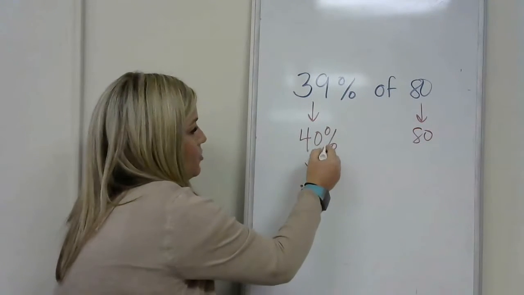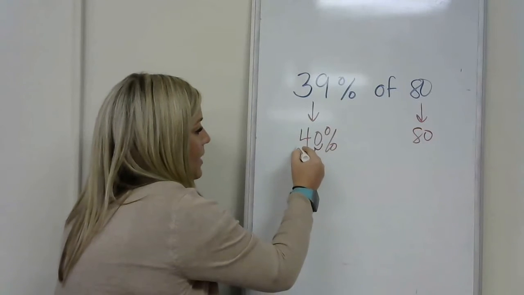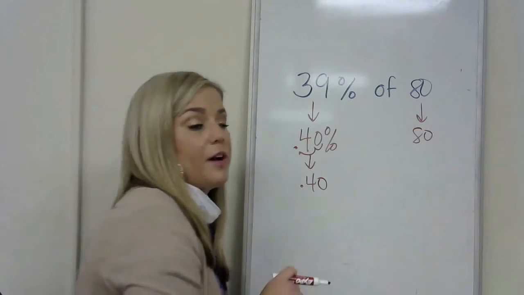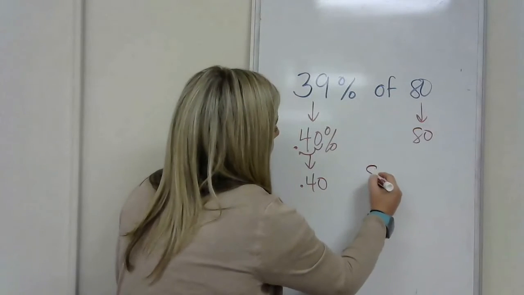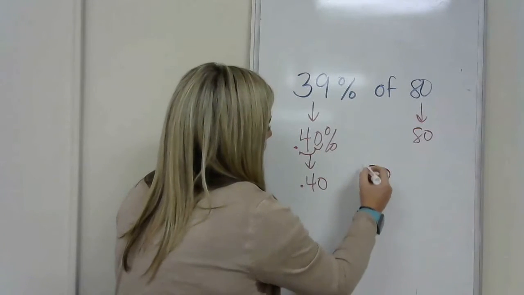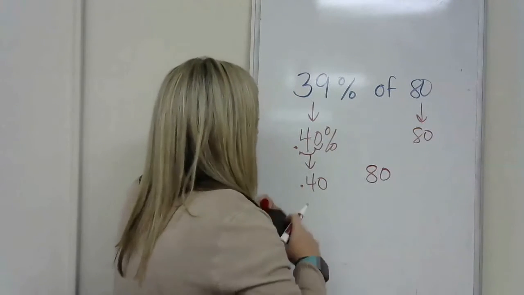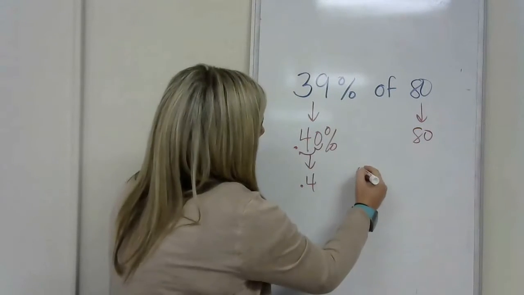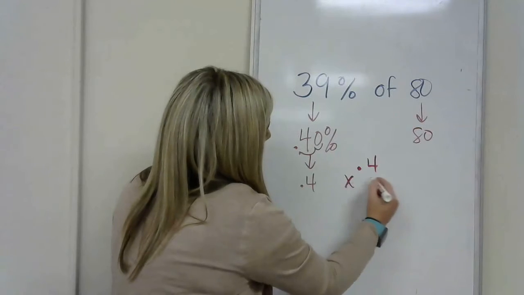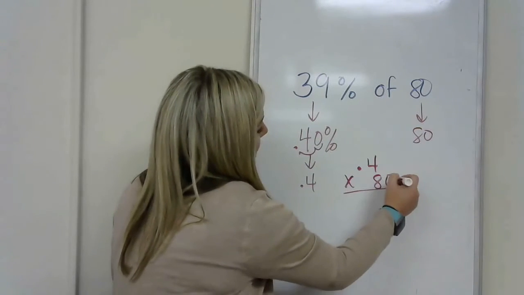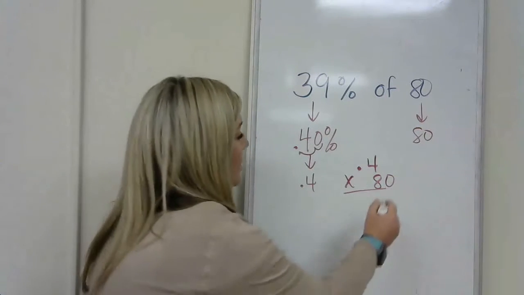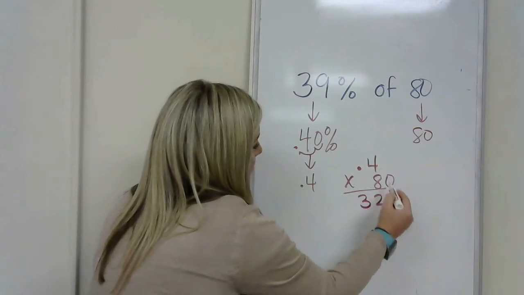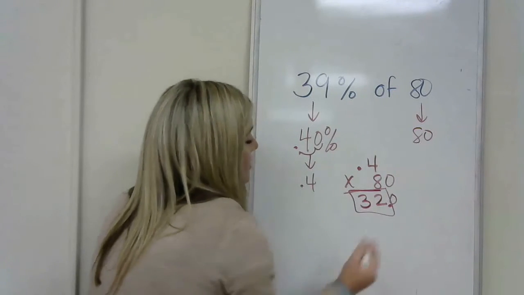Remember from yesterday, you move your decimal two places, or you can do 0.40, because we are dividing by 100. So I am going to do 0.4. You don't really need that extra zero. I'm going to put 0.4 here, and multiply by 80. Like yesterday, I can leave this zero off and just bring it down. 4 times 8 is 32, and I'm going to move it over one decimal place. So the answer is 32.